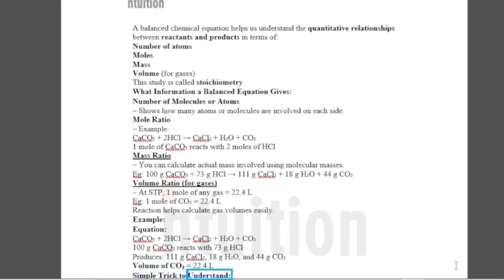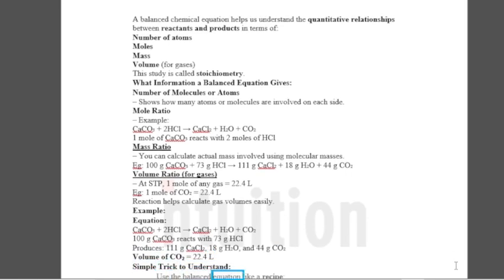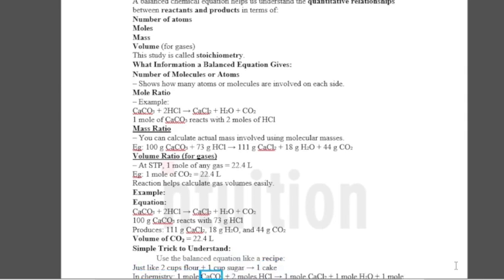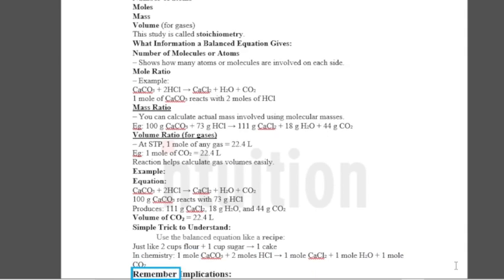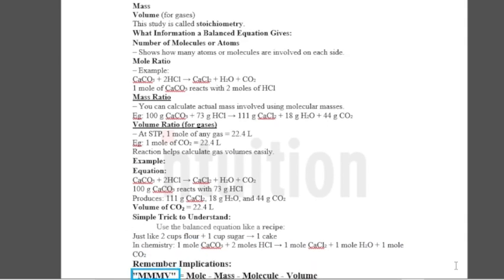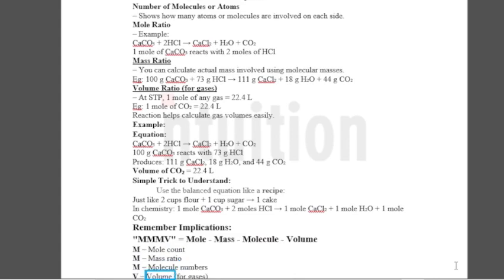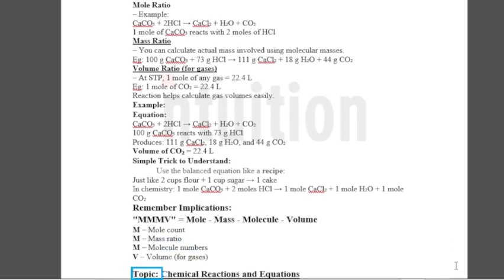Simple trick to understand: use the balanced equation like a recipe, just like 2 cups flour plus 1 cup sugar gives 1 cake. In chemistry, 1 mole CaCO3 plus 2 moles HCl gives 1 mole CaCl2 plus 1 mole H2O plus 1 mole CO2. Remember the implications: MMMV. M, mole count; M, mass ratio; M, molecule numbers; V, volume, for gases.